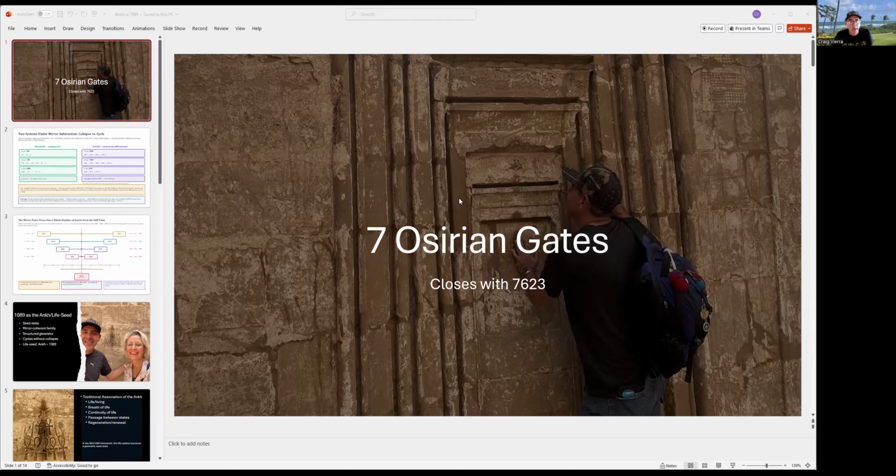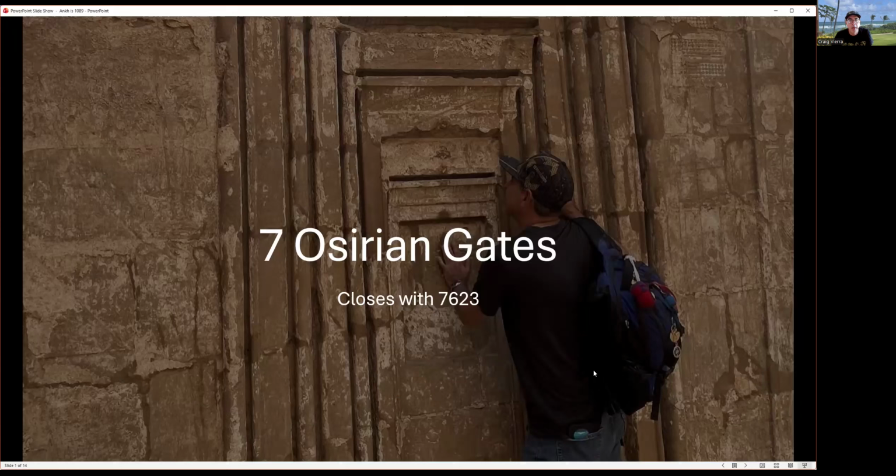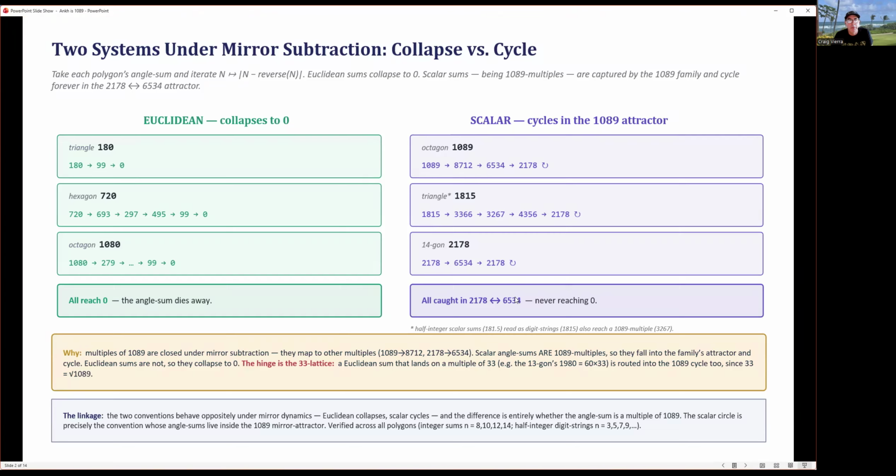So here's a picture. This is me actually in Karnak, and these are seven gates. You can see the rectangular doorways, nested one within the other, and there are seven of them. And this is again Upper Egypt. Let me get the whole slide presentation going. Okay, so you can see a little bit more here.